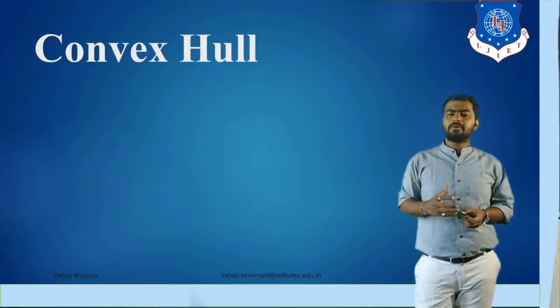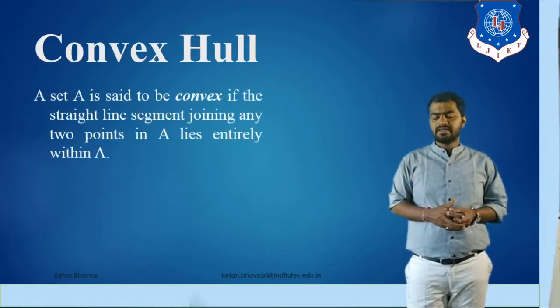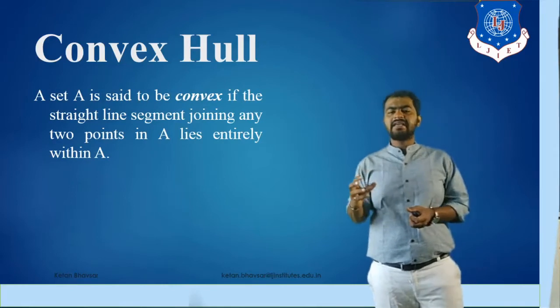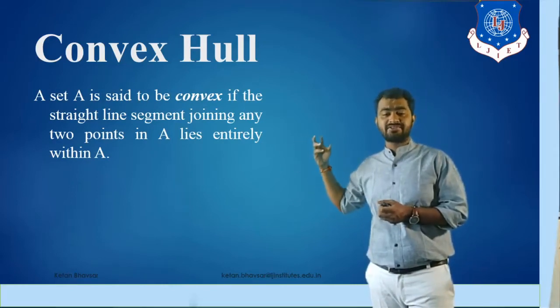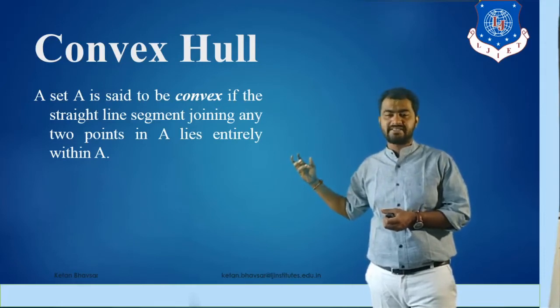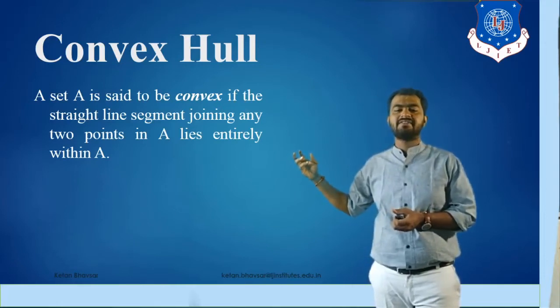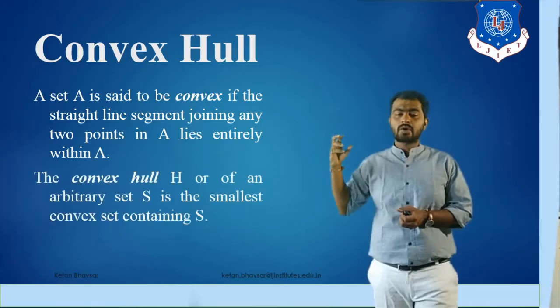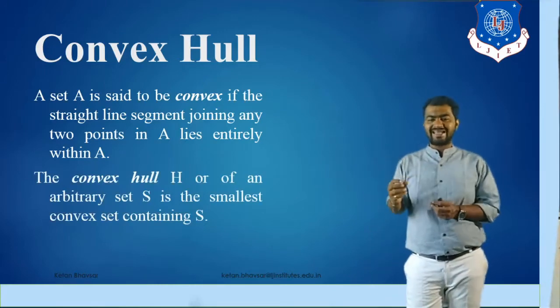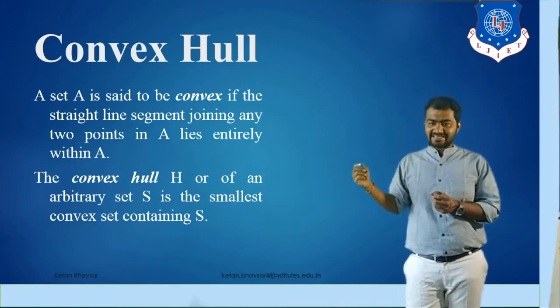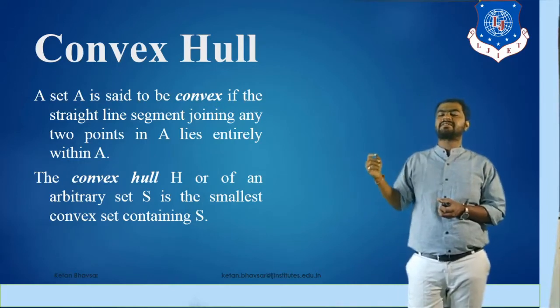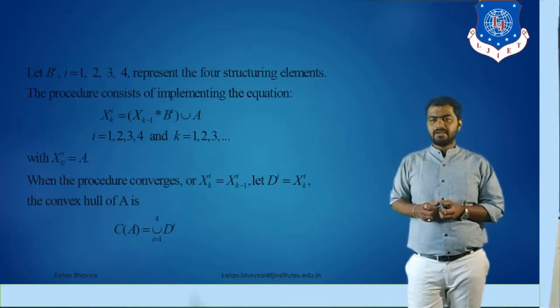Now the next we are talking about the convex hull. A set A is said to be convex if the straight line segment joining any two points in A lies entirely within it. The convex hull H of an arbitrary set S is the smallest convex set containing S.